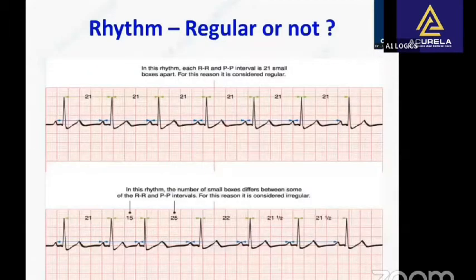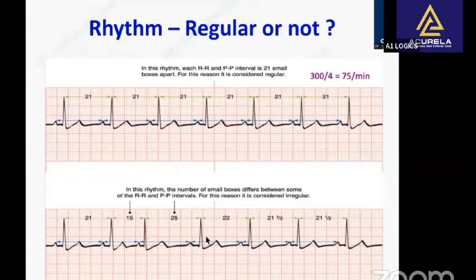Then coming on to the rhythm, as we saw earlier, the rate and the rhythm go hand in hand. So we have to determine first whether the rhythm is regular or not. We'll have to see if each P wave is being followed by the QRS complex and if the RR intervals are constant. In that case, we can use our previous formula, 300 divided by the number of large boxes between two QRS complexes, and we get our heart rate.